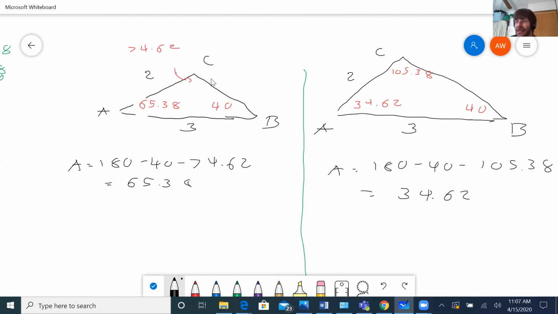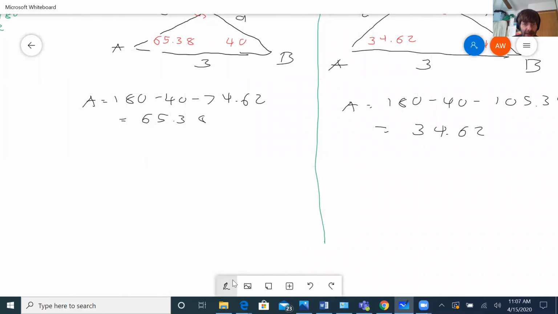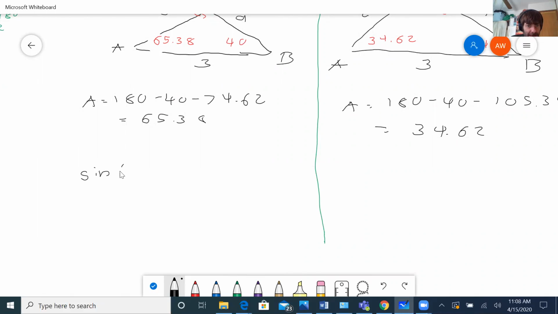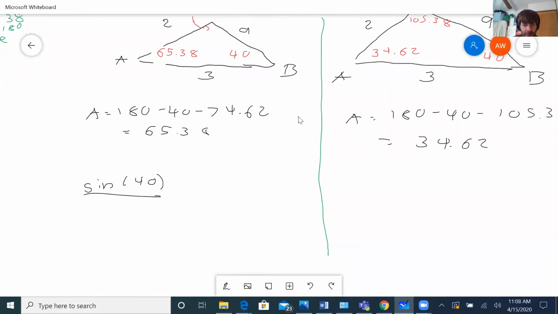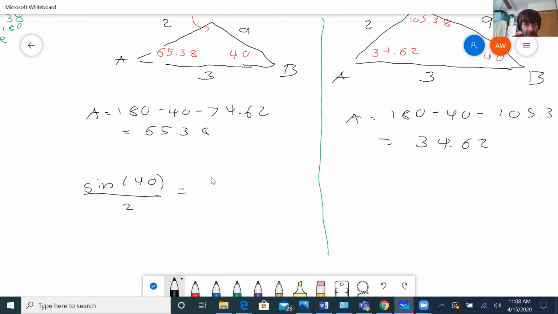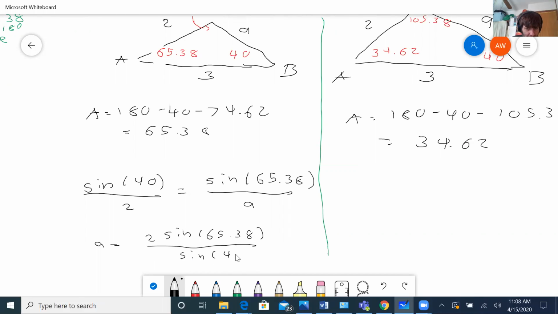All right. So the last thing I'm going to do is figure out what this A is. So this side A. So in this case right here, I'm going to say the sine of 40 over 2 is equal to the sine of 65.38 over the A. And so A is 2 times the sine of 65.38 divided by the sine of 40. About 2.83.